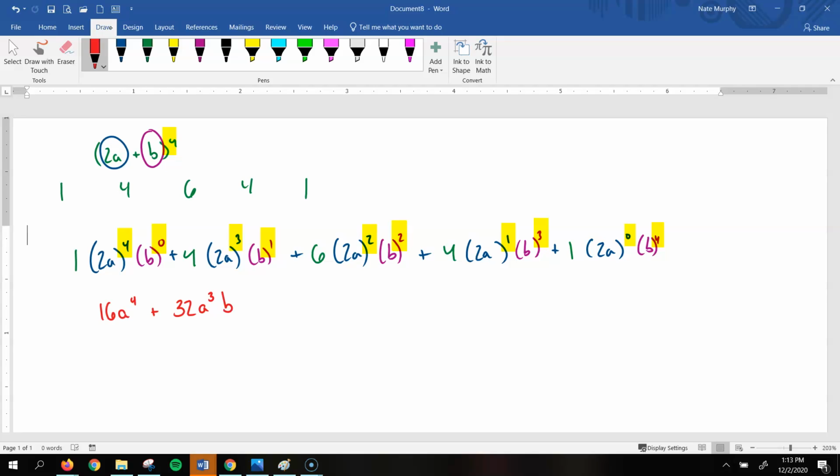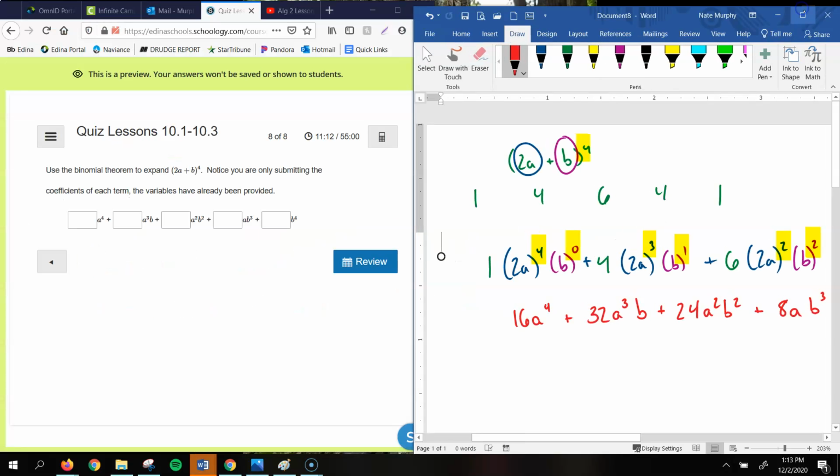Now this next term, we'd have 2 squared. We have to square the 2, and we get 4. We multiply that times 6, and we would get 24. So we have 24a squared b squared. And then next, we would have 2 to the first power, which is just 2, times 4, which is 8. So we'd have 8a times b cubed. And then lastly, 2 to the 0 power, that's 1. This would be 1, so we're just left with b to the 4th. Your coefficient for that one, by the way, would just be 1b to the 4th.